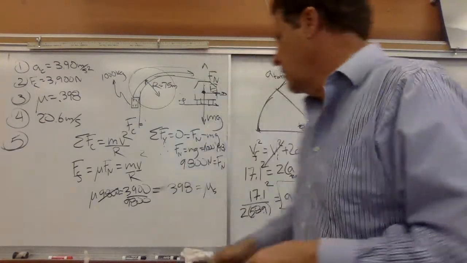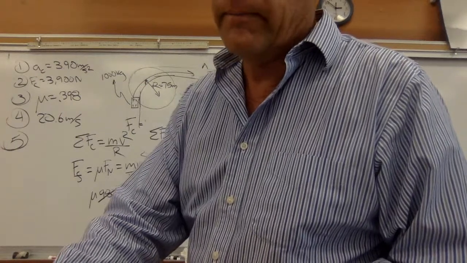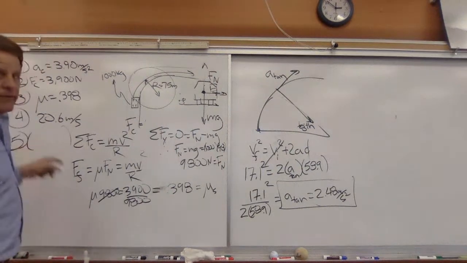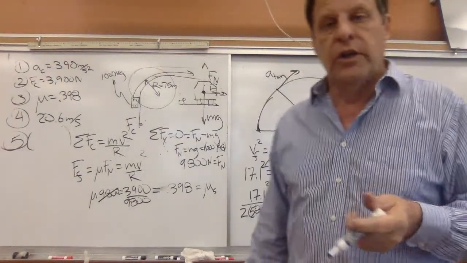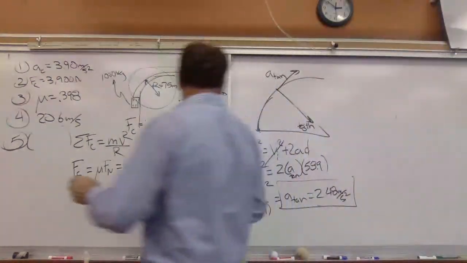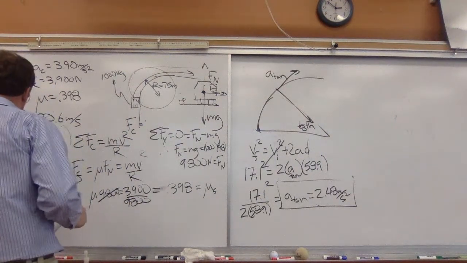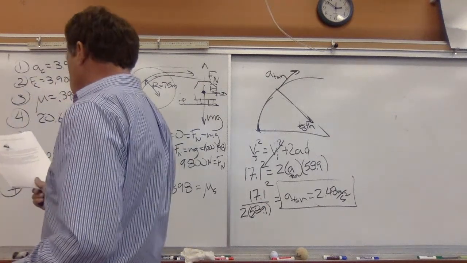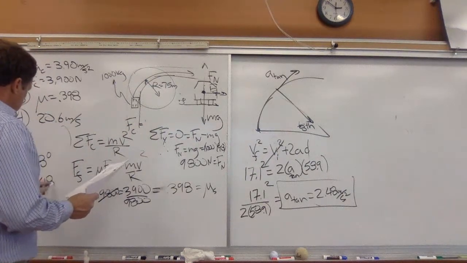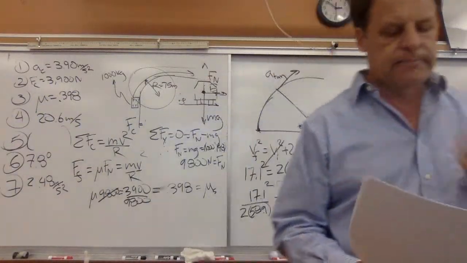All right, so remember, going back to 5, if you go too fast, you're going to fly off the road, either on the low side or the high side. Number 6 was 7.8 degrees. Question number 7 was 2.48 meters per second squared, which is what we just got there.